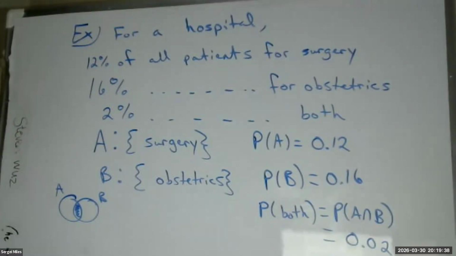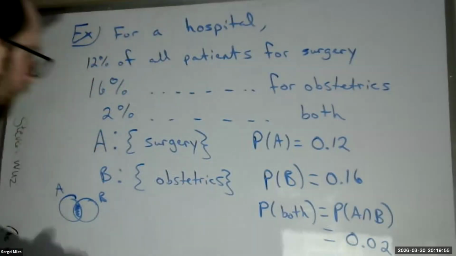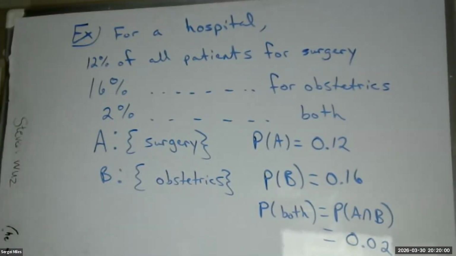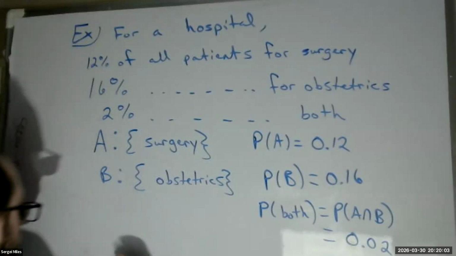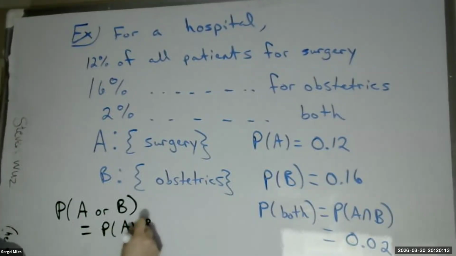What have we not answered yet? Well, we'd like to know, maybe a random person comes in. I don't care if they're here for surgery or obstetrics. I just want to know, what are the odds they're here for one or the other? The word or is a different question then. We're talking about a union. All right. So we're going to have to use that additive rule that we just had written down a moment ago. The probability that they are here for surgery or obstetrics, that means we're calculating a union.